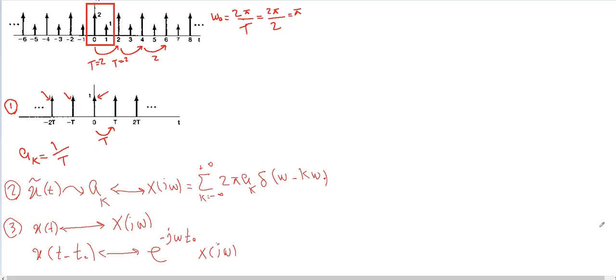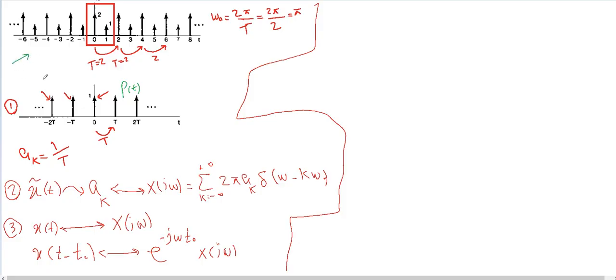Now let's move on to solving the given exercise. In signals and systems, the name of the impulse train signal is P of t. If you look at this figure, based on the first point, we can express this signal as the sum of two impulse trains.